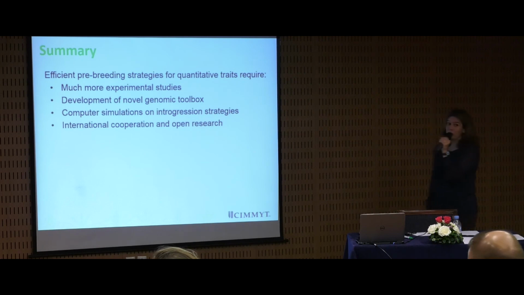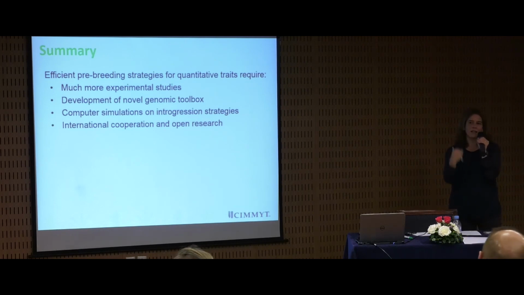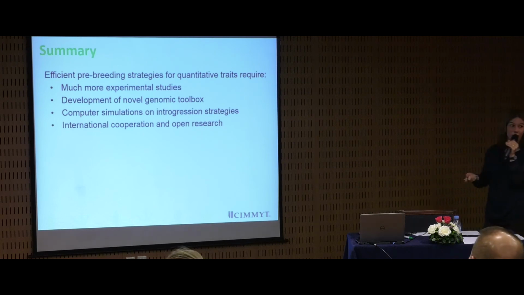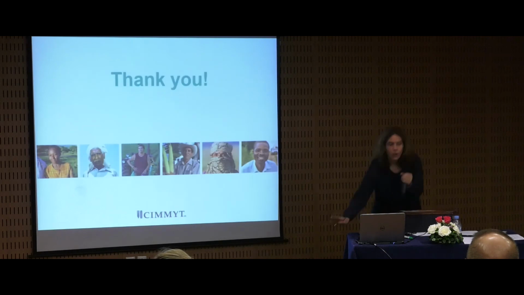Pre-breeding for the more complex traits is still difficult, and I sometimes wonder, pre-breeding is not a new thing, right? And integration of quantitative traits is not a big thing. Sometimes I wonder why more experiments have not been done so far. I'm not sure if it's now coming because of genomics or what is happening there. So I think there's a big need to work on pre-breeding strategies for quantitative traits. There are many more experimental studies needed. We have to exploit the full genomic toolbox, and simulations, and I believe international cooperation is also necessary. Okay, thank you.